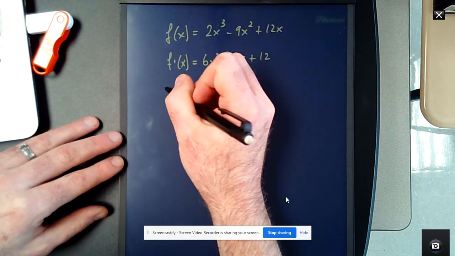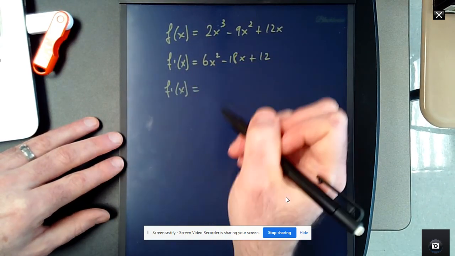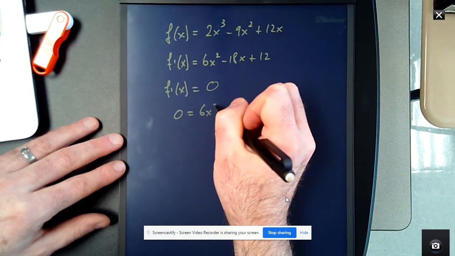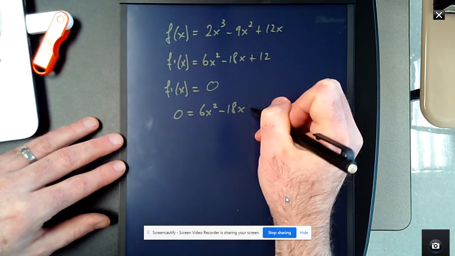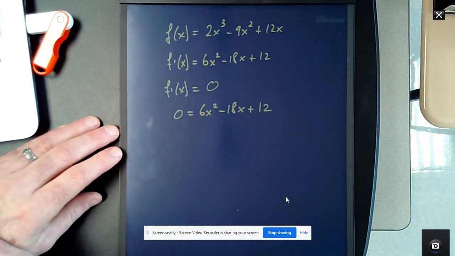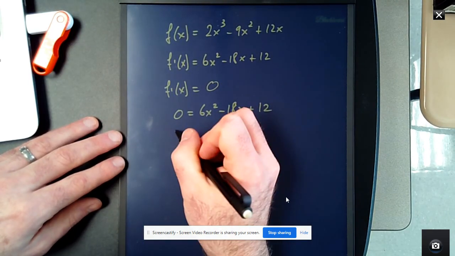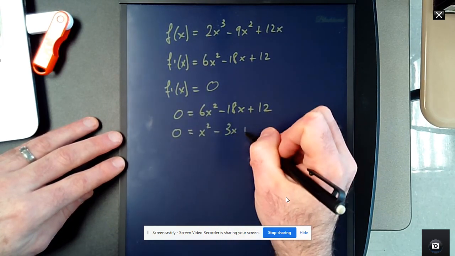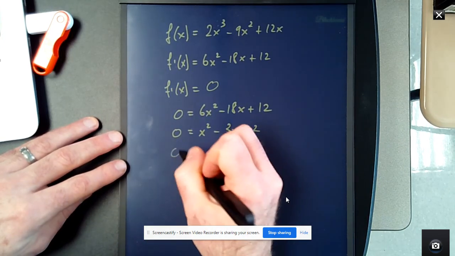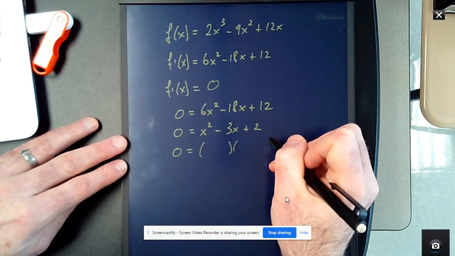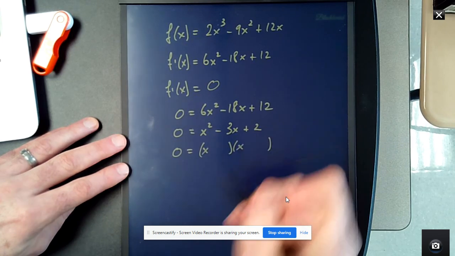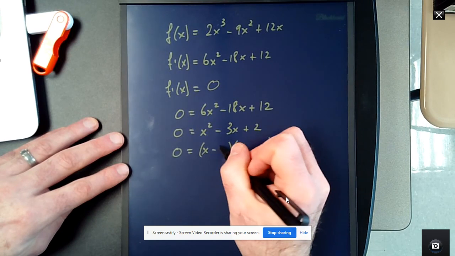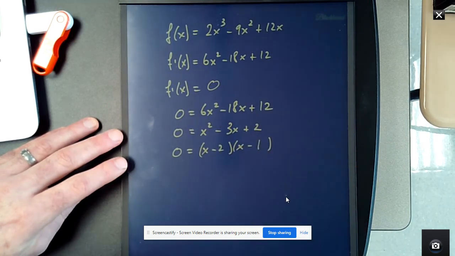So now what we're going to do is we're going to set f prime of x equal to 0. So that will give me 0 equals 6x squared minus 18x plus 12. And then we're going to solve that. So divide everything by 6. You'll get x squared minus 3x plus 2. And then I'm going to go ahead and factor this. So for this one, I'm going to get 2 parentheses with an x at the beginning of each one. And my two numbers that multiply to make 2 and add together to make -3 are -2 and -1.